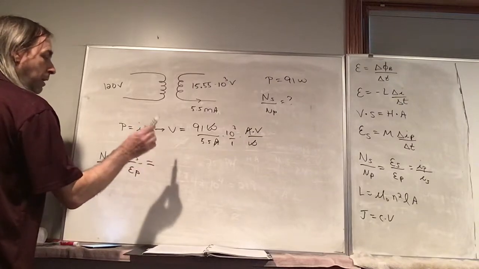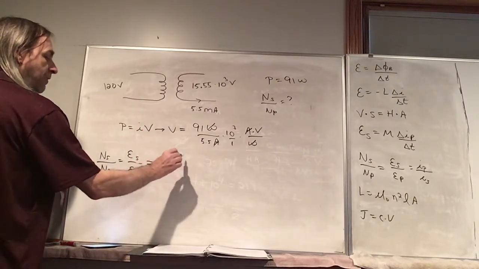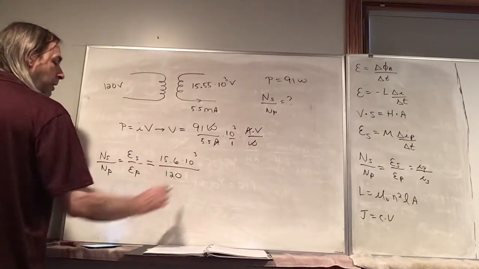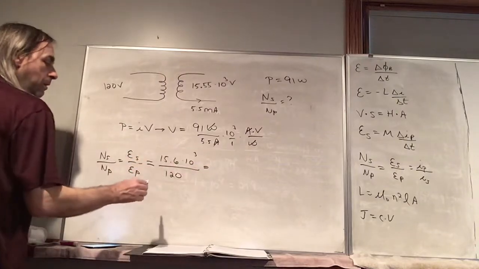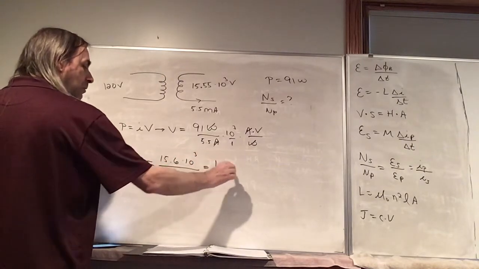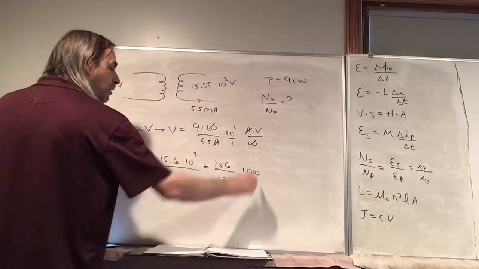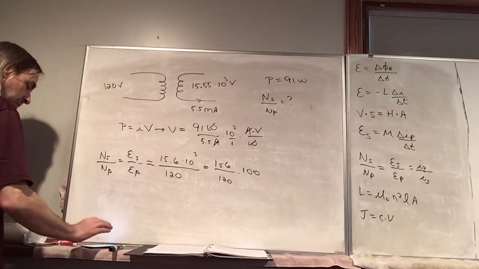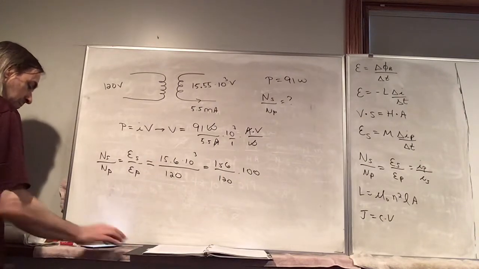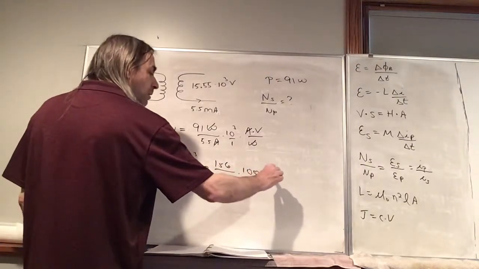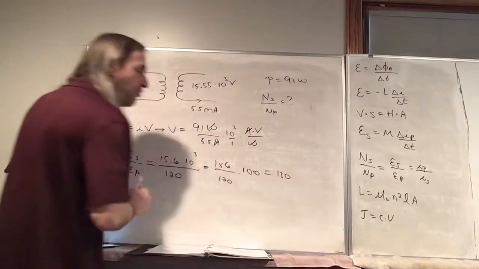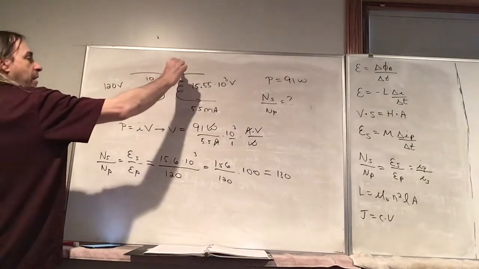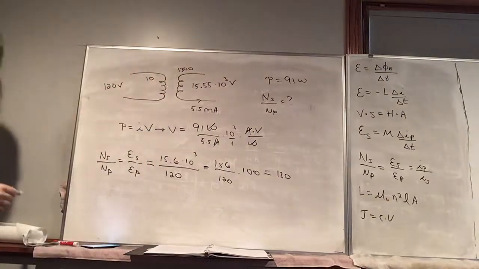So that would be 15.6 times 10 to the third divided by 120. Or 156 over 120 times 100. So 156 divided by 120, 1.3. So 130. So if you had, say, 10 loops here, you'd have to have 1,300 here.